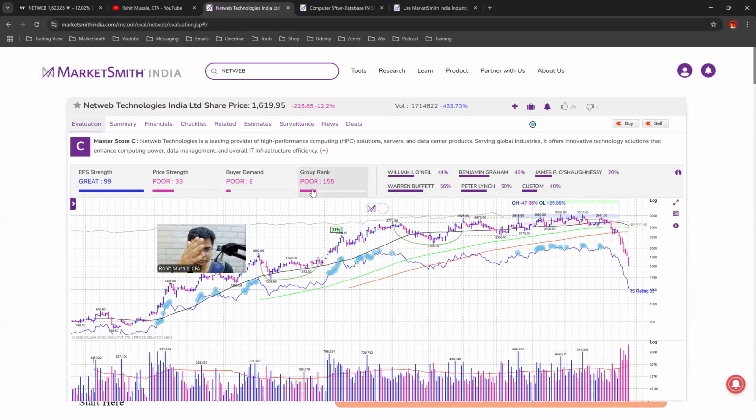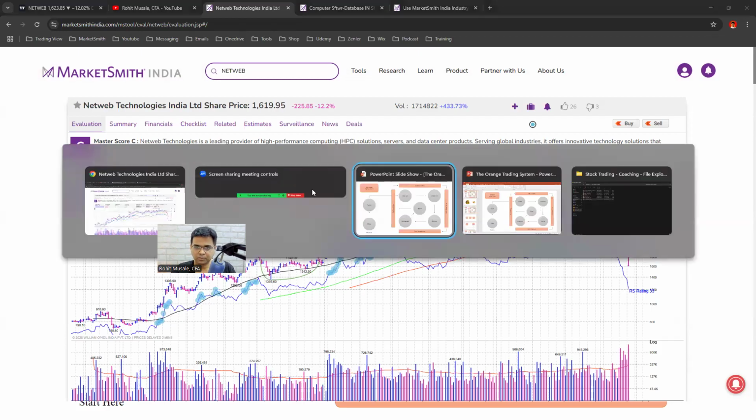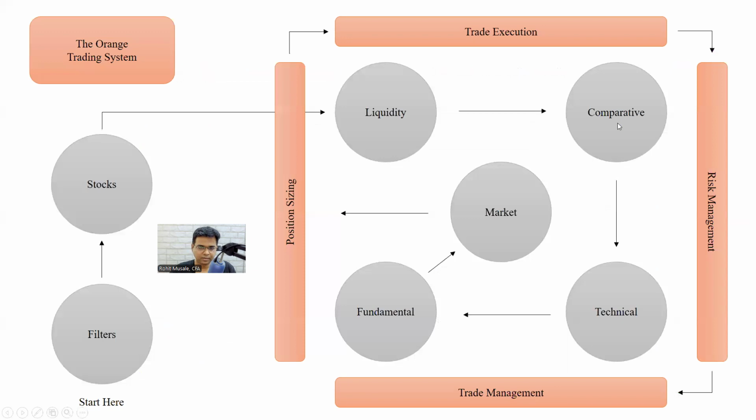I did not know what it was at that time, but probably the industry group rank at that time was more than 40. So two negatives. So it did not fit my comparative criteria, right? The industry group rank is more than 40 and the relative strength of the stock is less than 80. Probably that is one reason I rejected the stock.